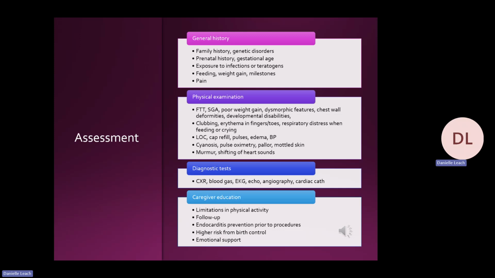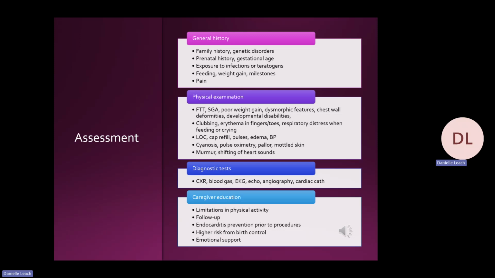What does their skin look like? Is it pale and mottled? Do we hear a murmur or any shifting of heart sounds? Some diagnostic tests we could do is a chest x-ray. You can see certain things on a chest x-ray, like if the heart is enlarged. We can do an arterial blood gas, of course an EKG to look at the rhythm, an echo, angiography via a cardiac cath to look at the vessels of the heart.